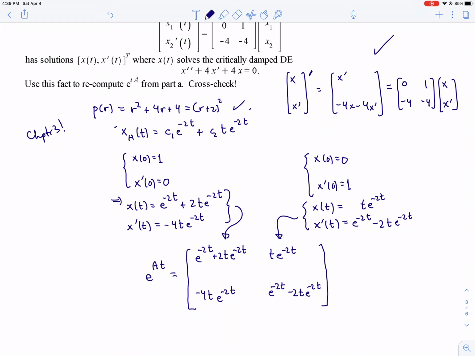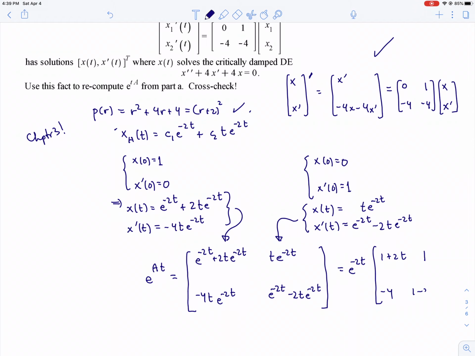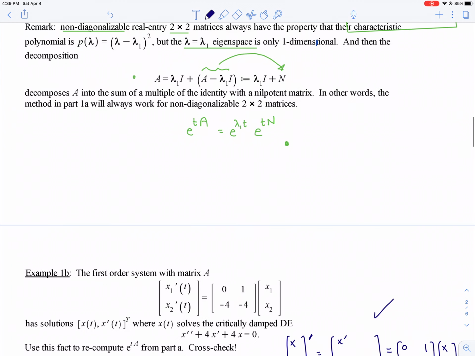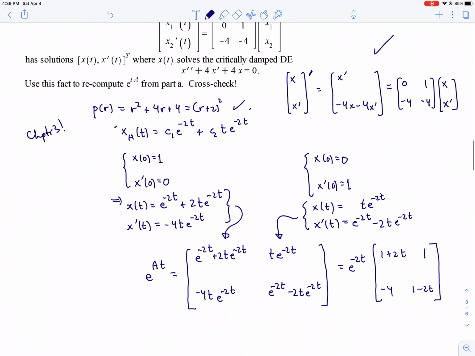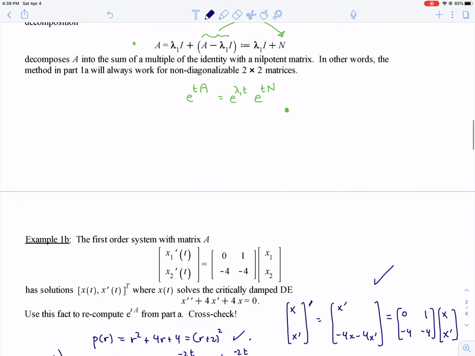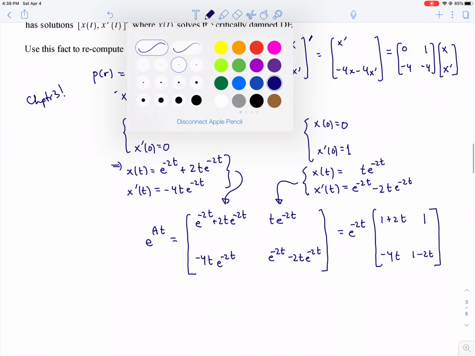And of course I can factor an e to the minus 2t out of each term. Then I'm just left with 1 plus 2t, 1, minus 4, 1 minus 2t. And now let's scroll back to the previous page. 1 plus 2t, t, minus 4t, 1 minus 2t. Ta-da!